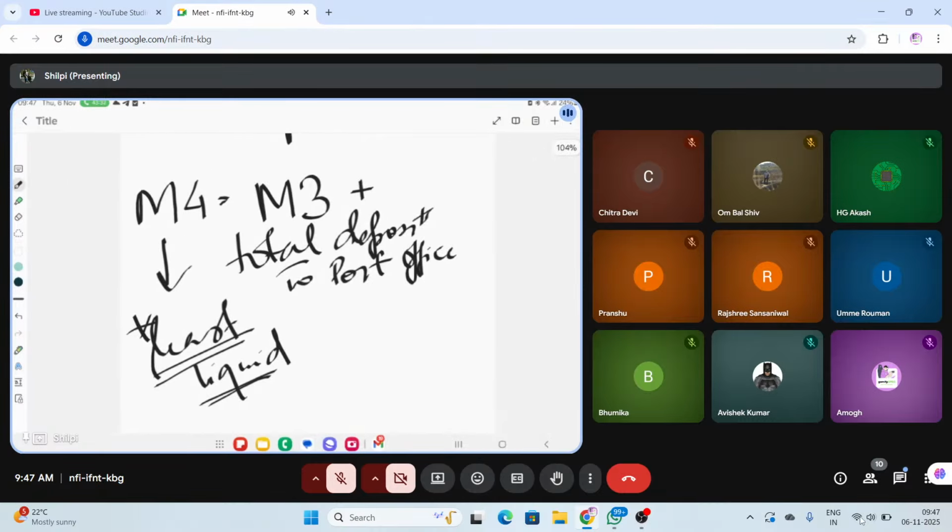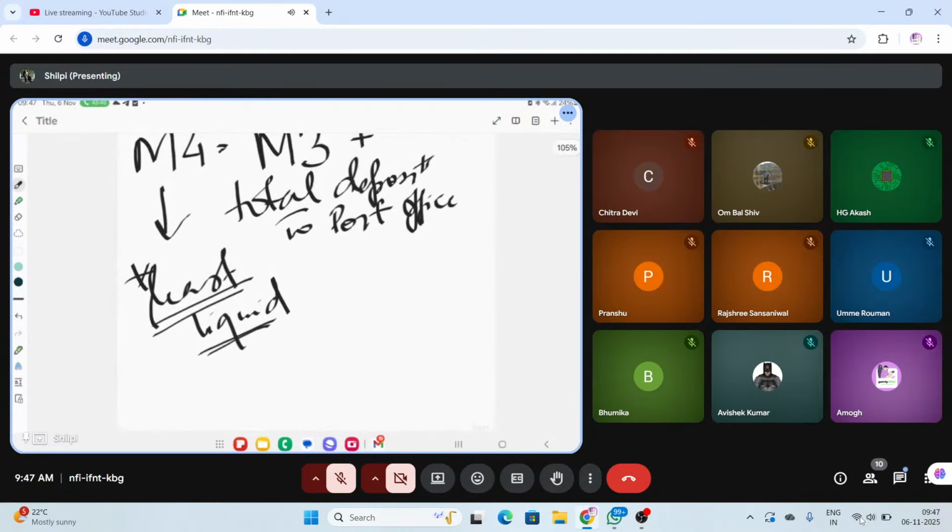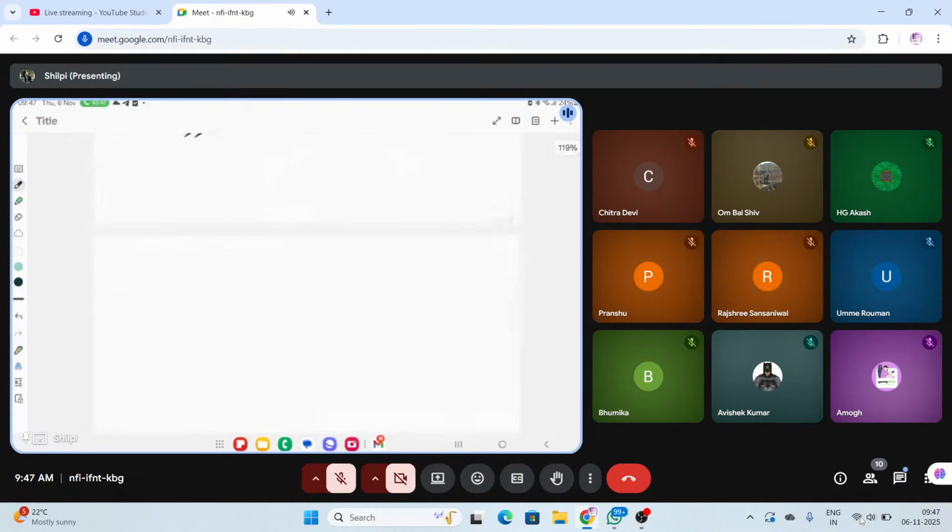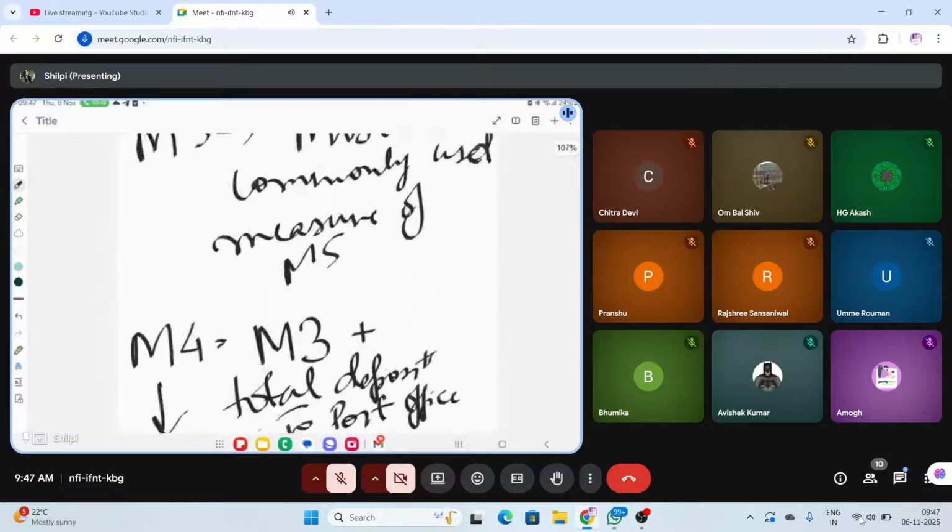The only key takeaway from this particular area is that M3 is the broad money and it is the most important measure that is used for policy analysis in all the policies that revolve around the monetary arena. M3 is the most commonly used. I hope you would have written all the formulas by now.